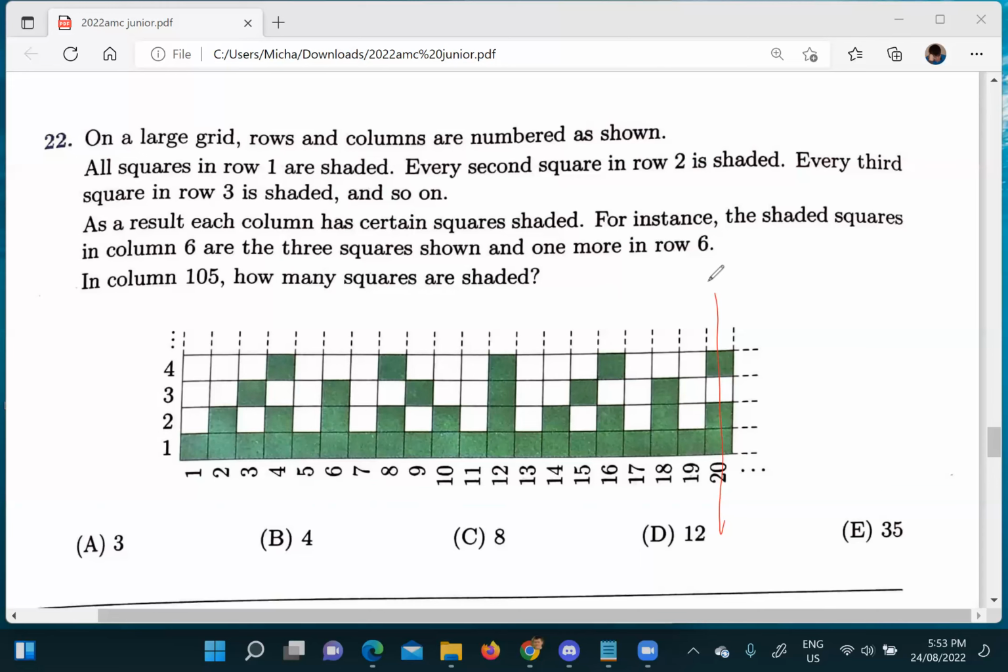So can you see the pattern now? So what makes a square shaded in column 20? What's the criteria? What's the pattern?